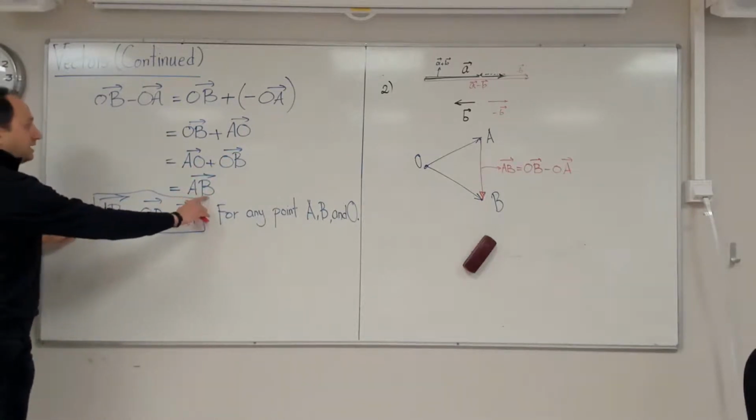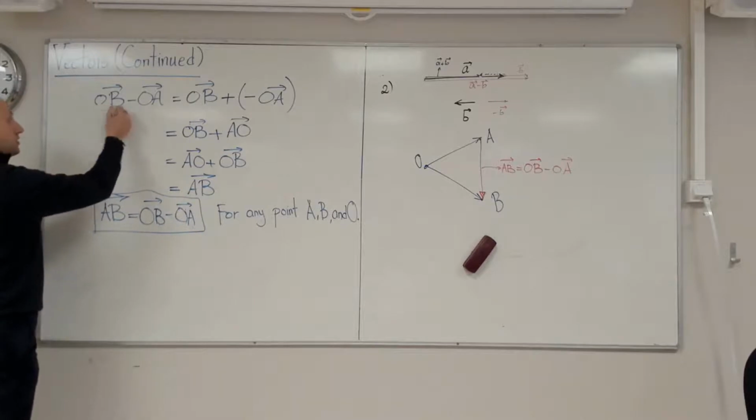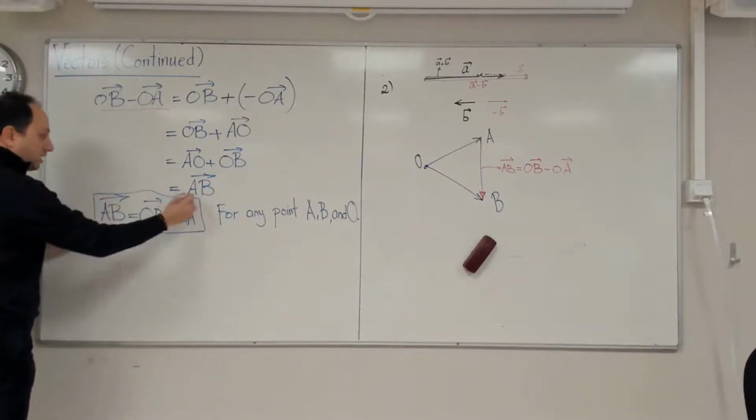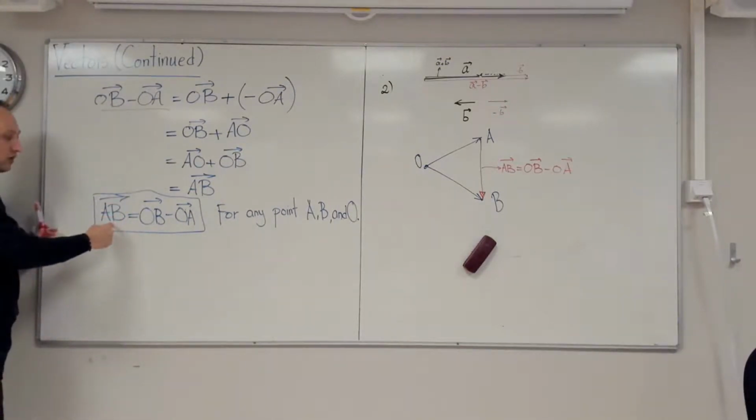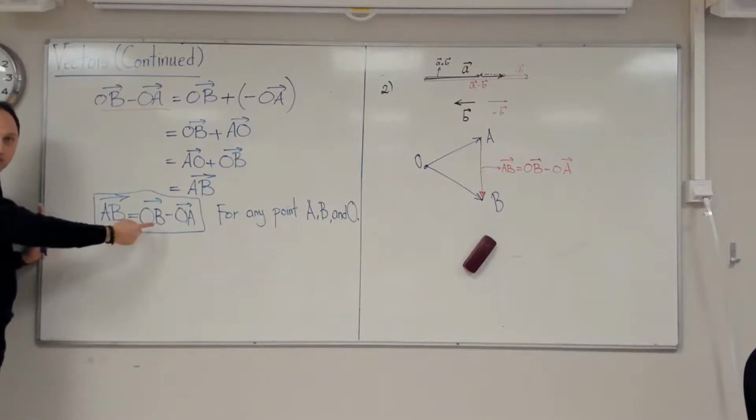So it means that AB is equal to this expression. So this is what I should have put in this box. This is the correct version. And now what I am doing, I am just drawing a diagram for you for this relation.